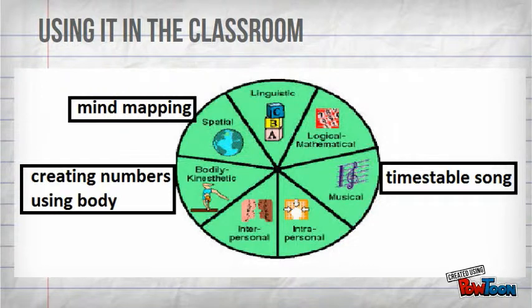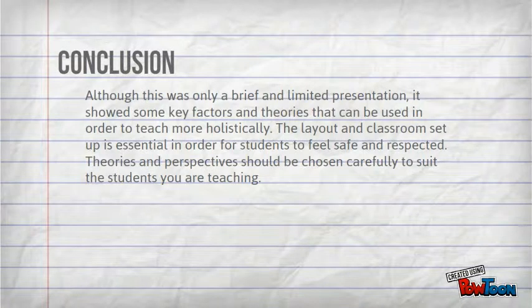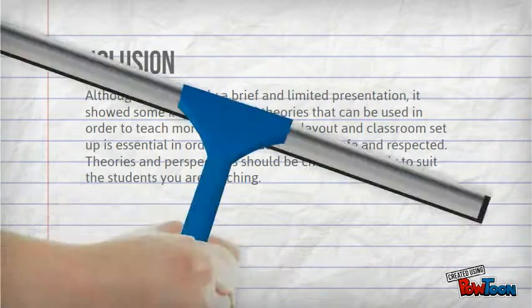For example, maths: spatial learning through mind mapping, bodily learning through creating numbers using the body, and musical learning through a times table song. Although this was only a brief and limited presentation, it showed some key factors and theories that can be used in order to teach more holistically. The layout and the classroom setup is essential in order for students to feel safe and respected. Theories and perspectives should be chosen carefully to suit the students you are teaching.